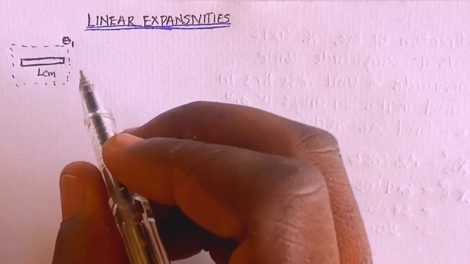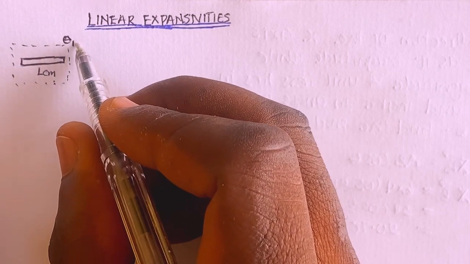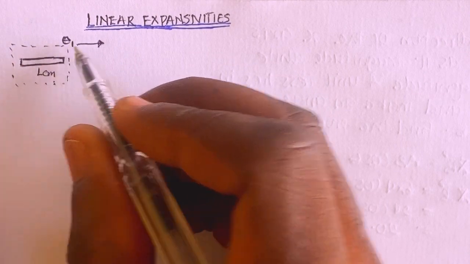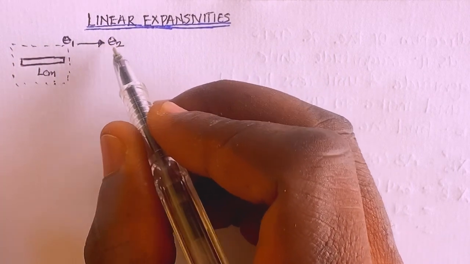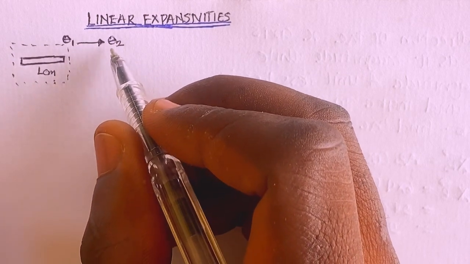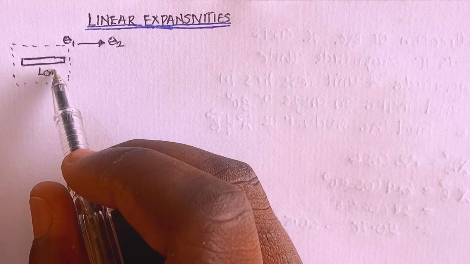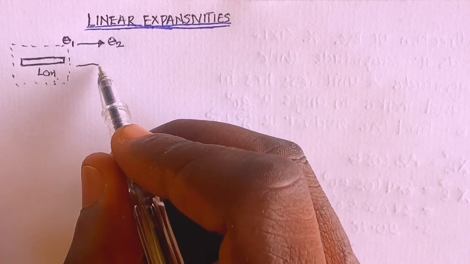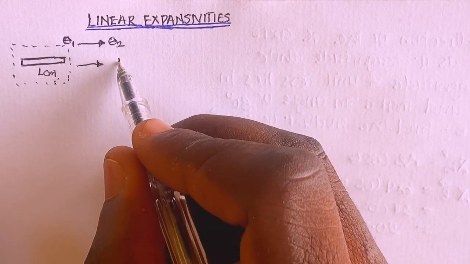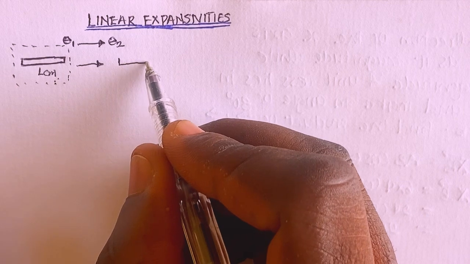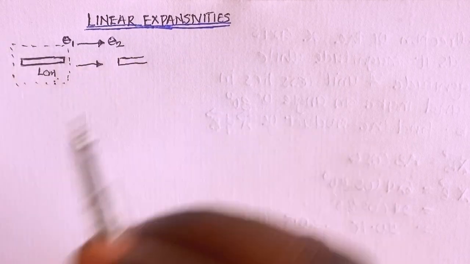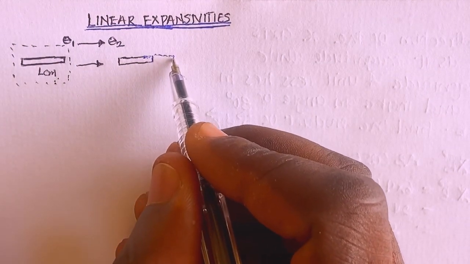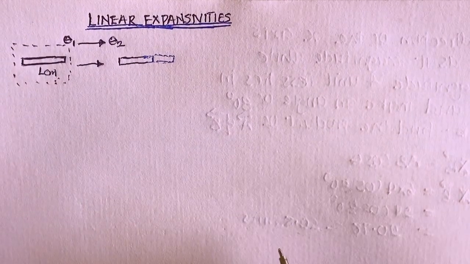So let's say there is an increase in the temperature of the surroundings of this material, and it increases from theta 1 to theta 2, right? So if there is an increase in the temperature of the material, what do you think is going to happen to this material? Yes, of course, this material is going to have a fractional increase, that is a little increase in its length. There's going to be an increase in the length of the material.